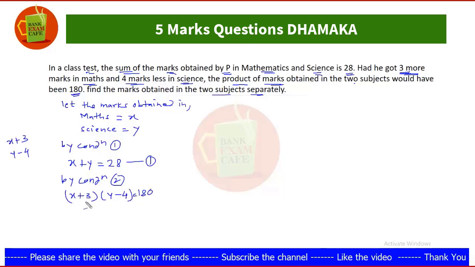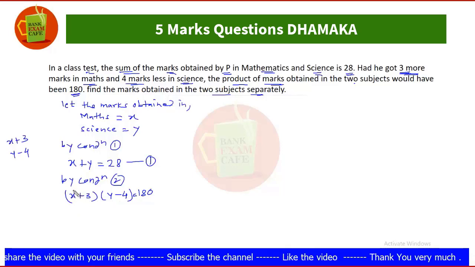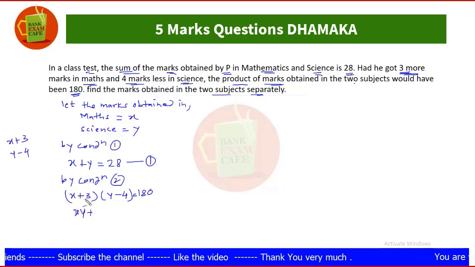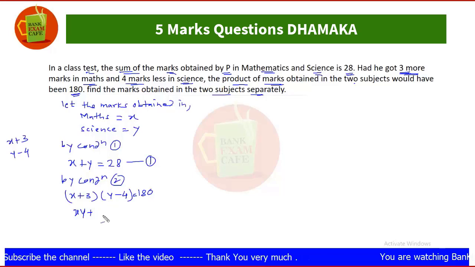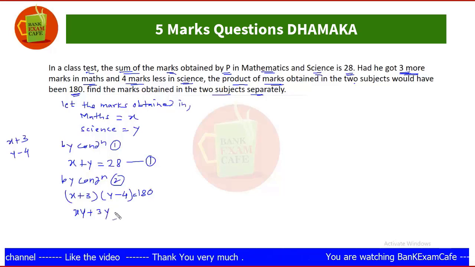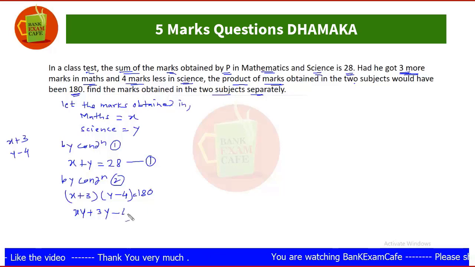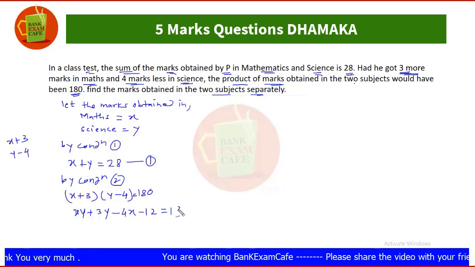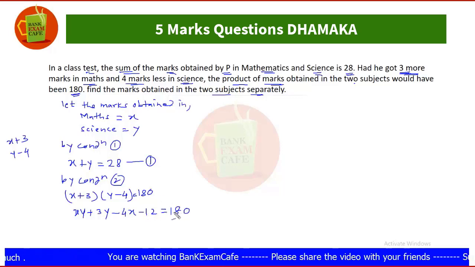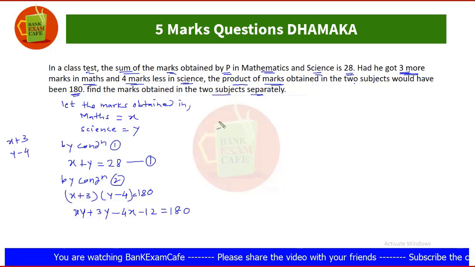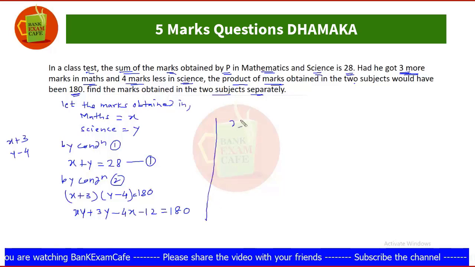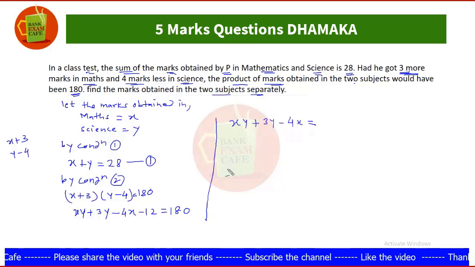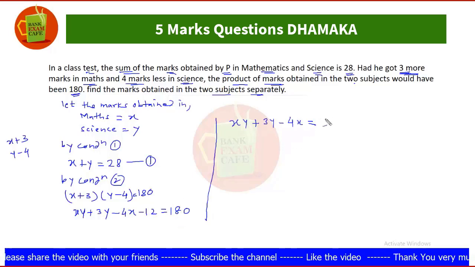Now solve this. It will be x into y, that is xy, plus 3 into y, that is plus 3y, then minus 4 into x, that is minus 4x, and 3 into minus 4 is minus 12, which is equal to 180. Now take 12 to this side, so it will be plus 12, and you will get xy plus 3y minus 4x is equal to 180 plus 12, that is 192.